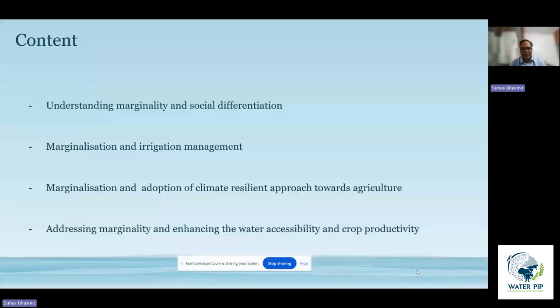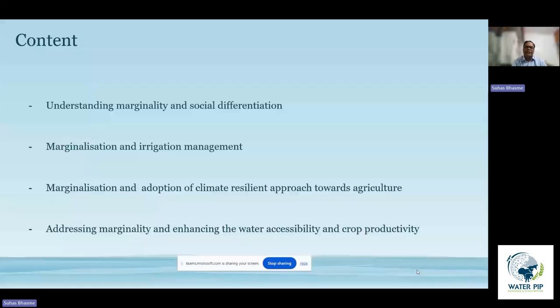So the larger context of this presentation is to fit in the kind of discourse that you have initiated in terms of how we can help the earth science knowledge in building up the capabilities or empowering the small landholding farmers as such.